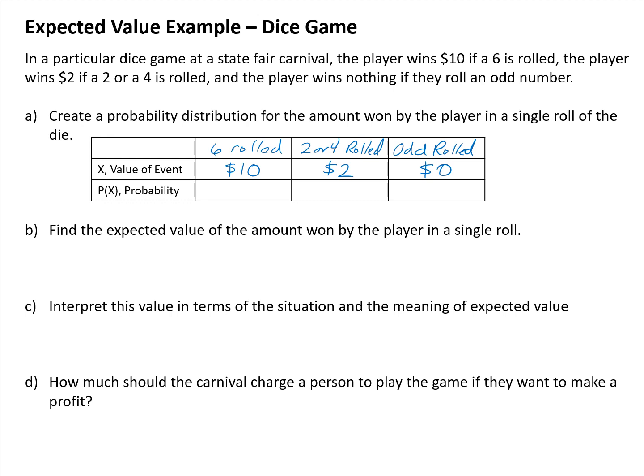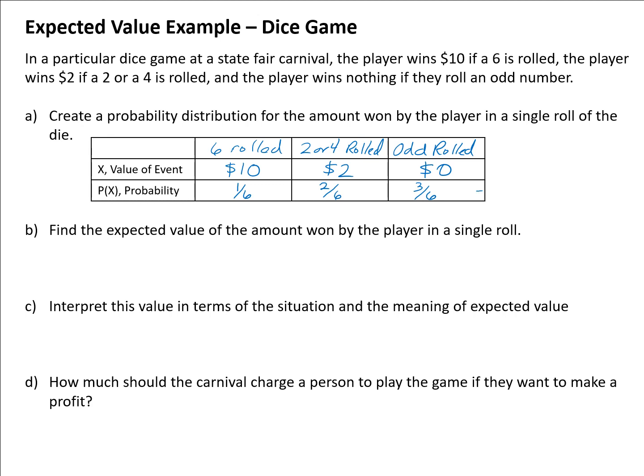What we also need, in addition to recognizing the three things that could happen, is their probabilities. Well, in a fair 6-sided die, to roll a 6, there's 1 six out of 6 options. So that's a probability of 1/6. If we want to roll a 2 or a 4, that's 2 of the faces on the die out of 6 total. So that would be 2/6. And to roll something odd, there's a 1, a 3, and a 5. There's 3 odd numbers on the 6-sided die. That's 3 out of 6 options. So my probabilities are 1/6, 2/6, and 3/6.